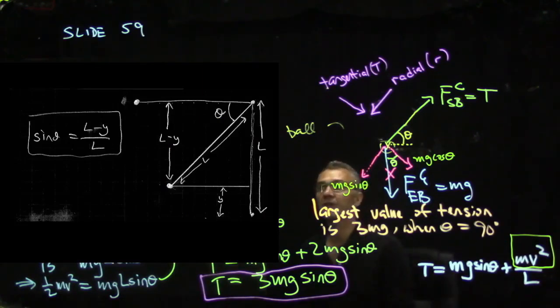And then you can notice that on slide 59, I made the same argument that the altitude loss of the ball divided by the length of the string equals sine theta. Although I used a different variable, I said L minus y instead of just saying h.